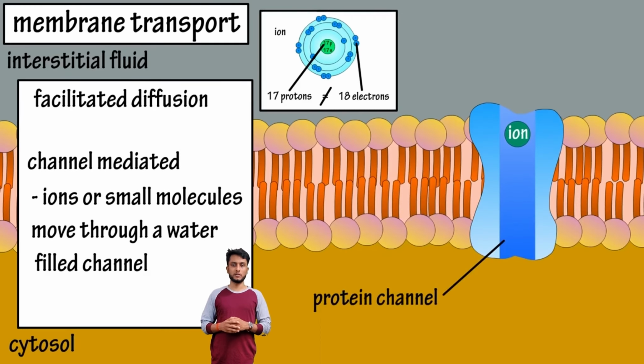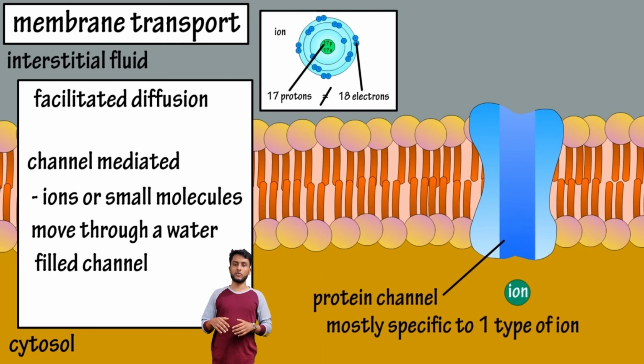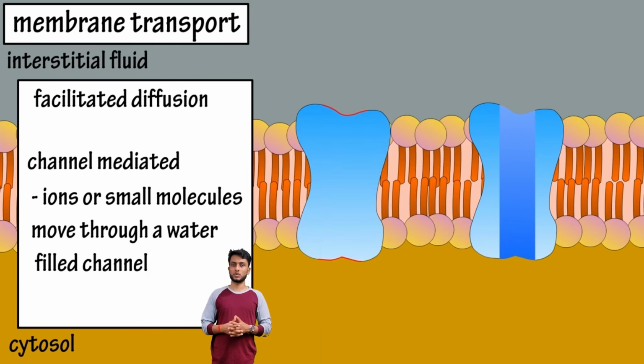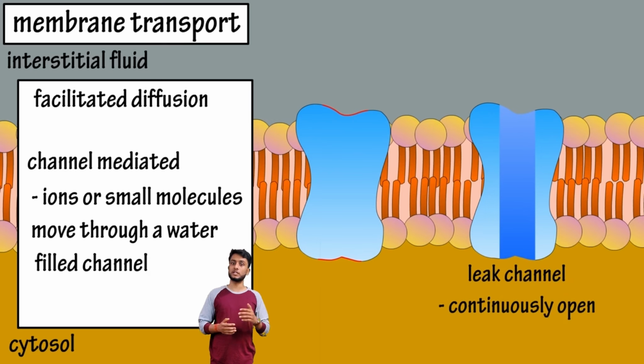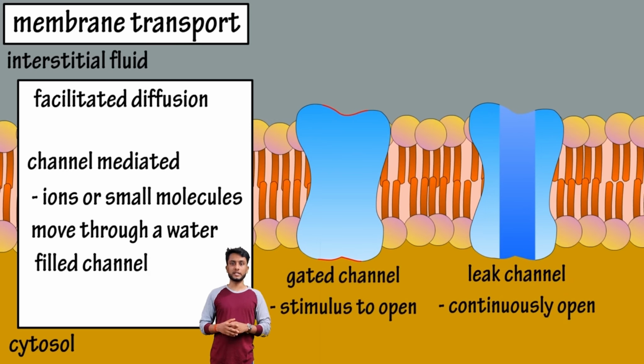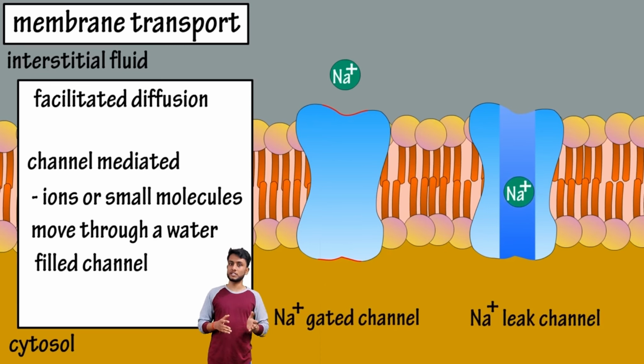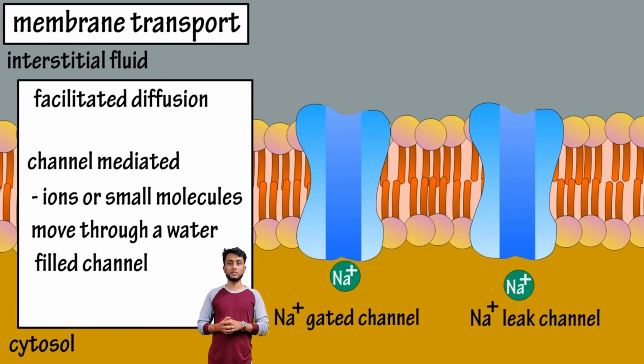In channel mediated diffusion, any molecule or ion moves through a water-filled channel, and all protein channels are specific for specific ions or molecules. Also, there are two types of protein channels in the plasma membrane, one is the leaky channel. It is called so because it is continuously open, while the other one is a gated ion channel. It has a gate which opens for a stimulus. For example, in a sodium leaky channel, sodium moves continuously through the channel, while a sodium gated channel only opens due to a stimulus to allow sodium ions to pass through.